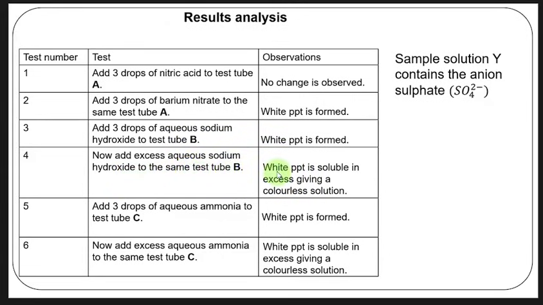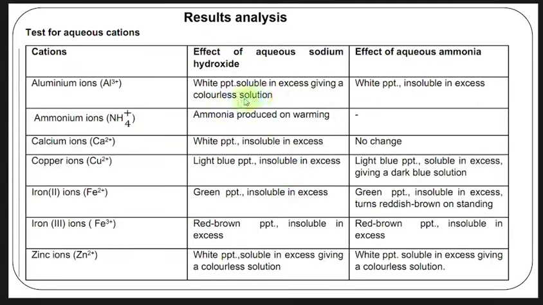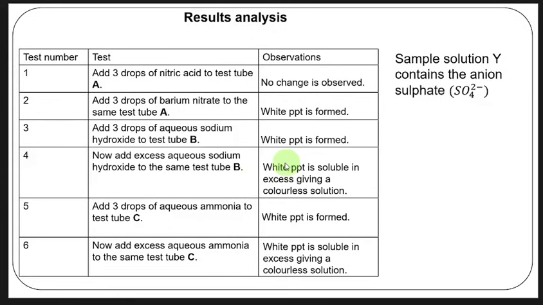When we added, we saw that the white precipitate is soluble in excess giving a colorless solution. So you see this one qualifies. So they are testing, and ours, they match. Then let's see where now you use aqueous ammonia. When they use a few drops of aqueous ammonia, a white precipitate is formed. Even as here, when we used 3 drops of aqueous ammonia to test tube C, we saw a white precipitate.